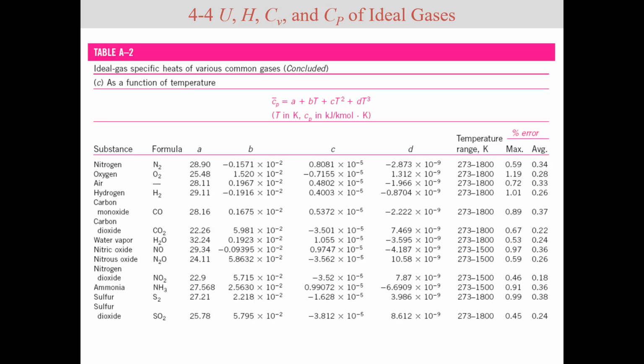And finally, Table A2C, as mentioned earlier, is just the specific heat at constant pressure given to you in terms of an equation, an empirical correlation that was determined based on experimentation, where these constants A, B, C, and D are quantified under here on the table for various gases.